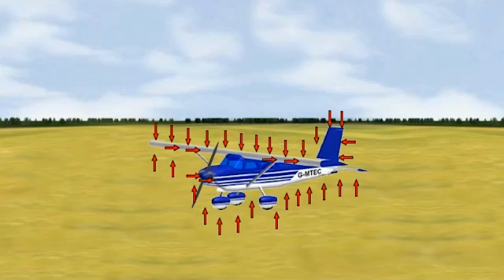An aircraft at rest on the ground in still air is subject to normal atmospheric pressure, which bears equally on all parts of the aircraft. This ambient pressure is known as static pressure.